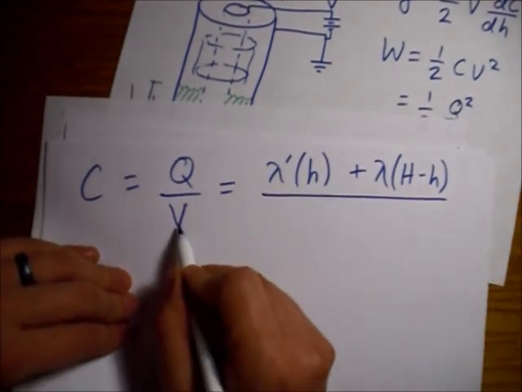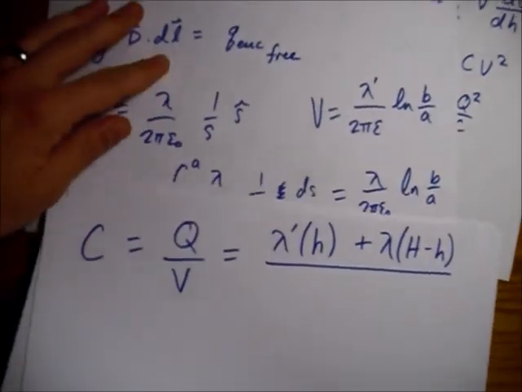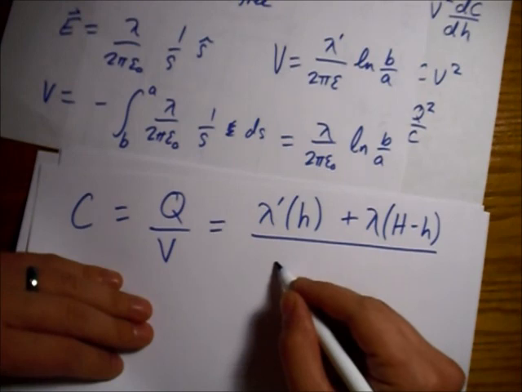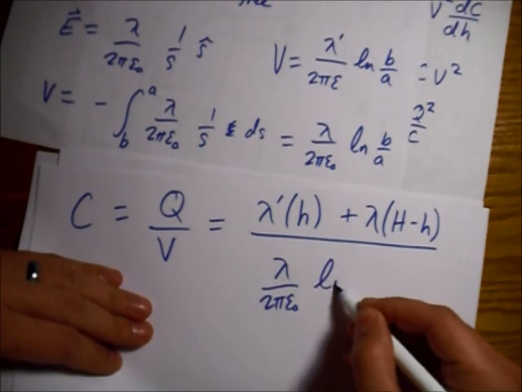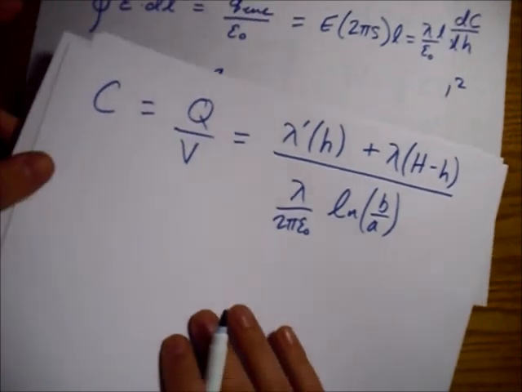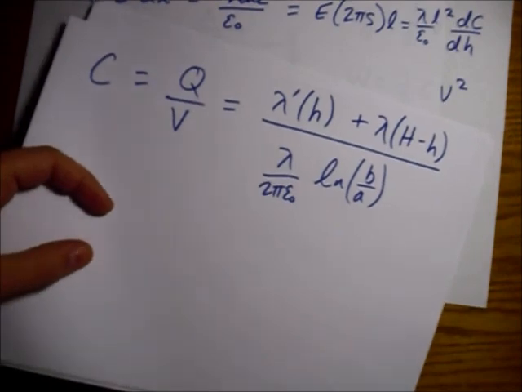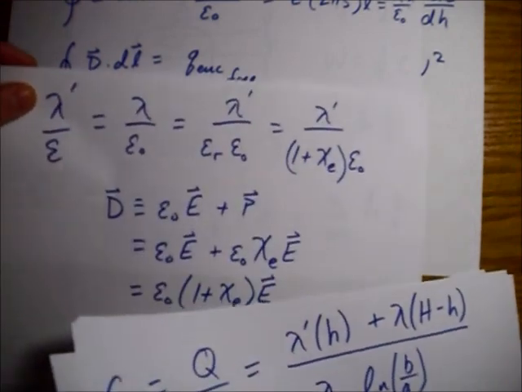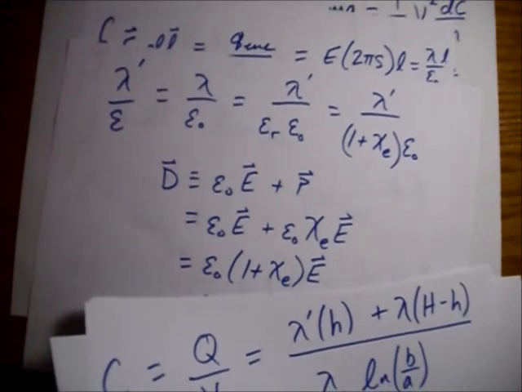Now we're going to divide by this V, which we said we were just going to go ahead and use this one right here: lambda over 2 pi epsilon naught multiplied by natural log of B over A. Okay, I think we're getting a little bit closer. Let's try and clean up this lambda prime here. We found out earlier what this lambda prime was. Did we actually say it? I don't know if we actually said it.